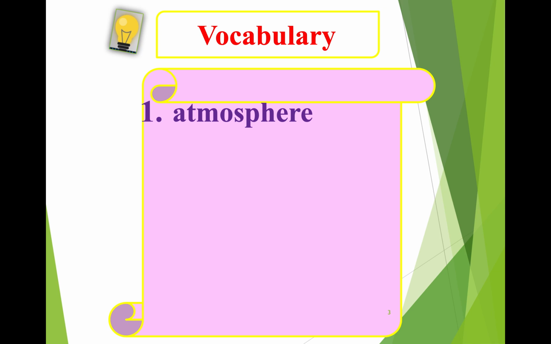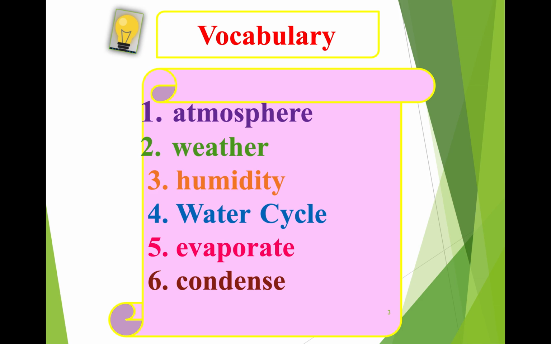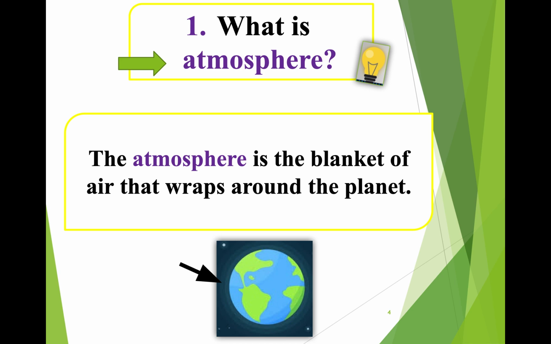Number 1 is atmosphere. Number 2 is weather. Number 3, humidity. Number 4, water cycle. Number 5, evaporate. Number 6, condense. And number 7, precipitation. Alrighty, so what is atmosphere?